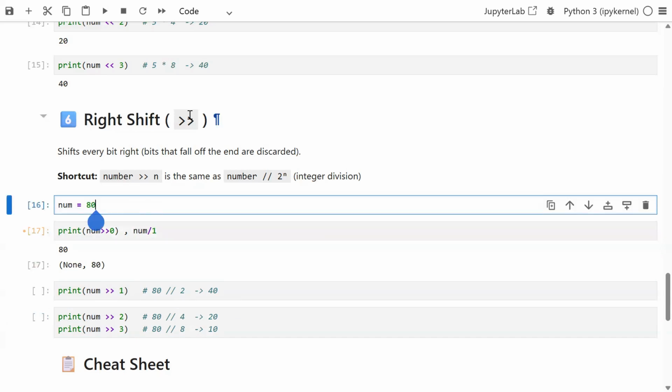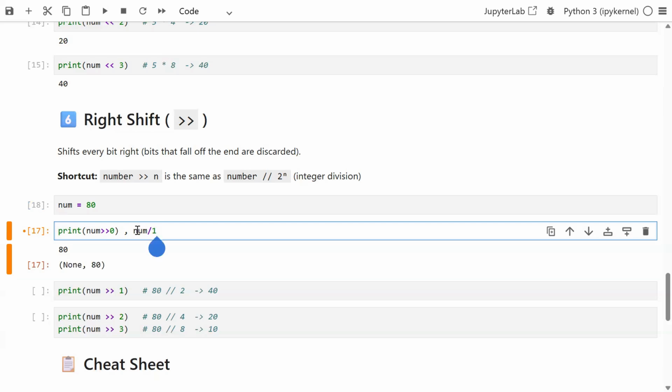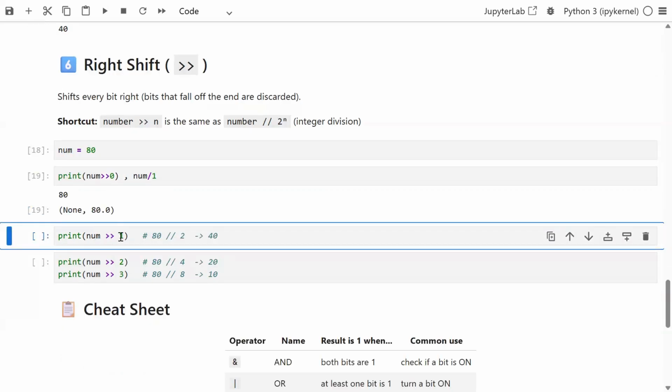It is right shift operator. Suppose we have num equals 80. So I'm writing num right shift 0. Right shift 0 means divided by 2 raised to power 0, which is 1, so we will get 80. Num is 80, right shift operator 1 means divide by 2 raised to power 1, which is 2 only. So 80 divided by 2 is 40.